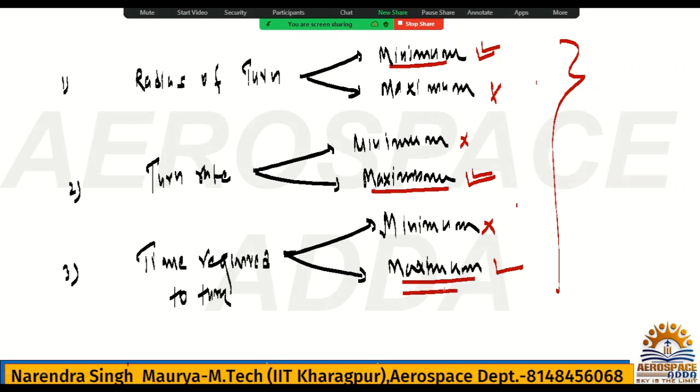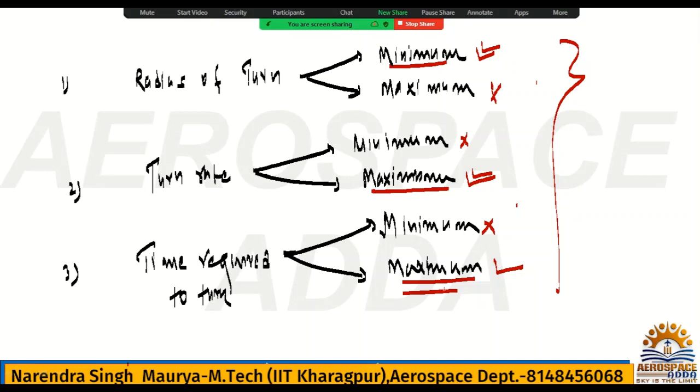For all three I have given the explanation. Why radius of turn should be minimum: because the path during the turning, if it is small, then fuel consumption will be less, and time required to turn will definitely be less if radius of turn is less. All right, number one. Number two, turn rate should be minimum or maximum? Turn rate should be maximum, because if turning rate is high, it means the aircraft is having very fast maneuvering. Maneuvering means the changing of the path with respect to time.